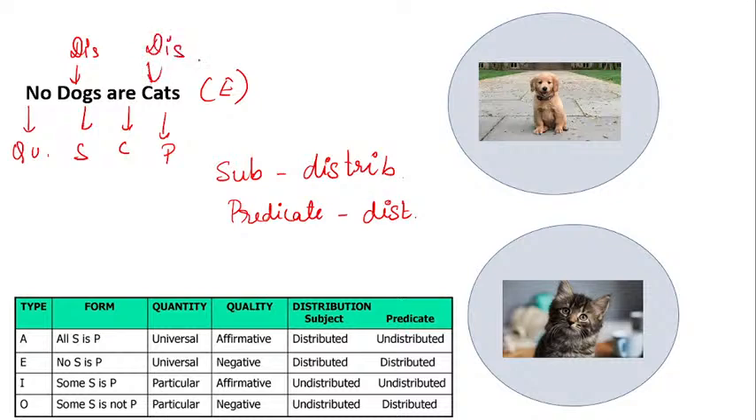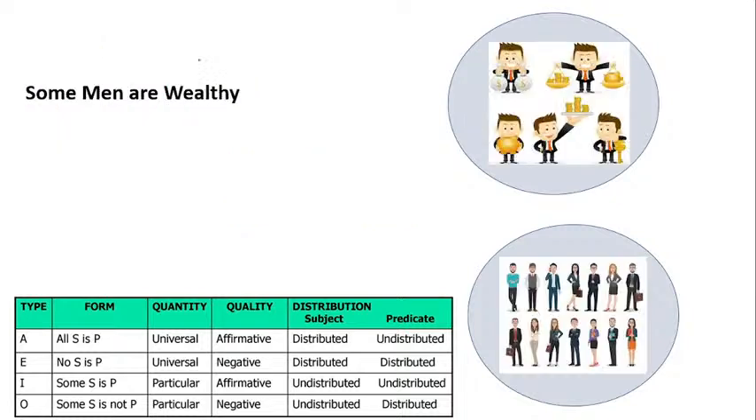Students, you might think this is a little complex, but I am going a little slowly because questions come from these types of topics as well. We can talk about the distribution of subject and predicate. I have taken questions also.